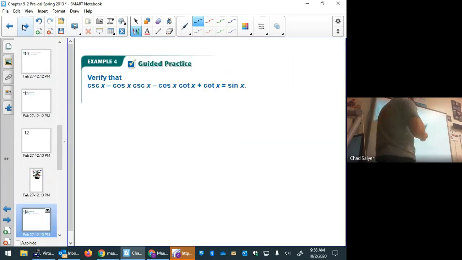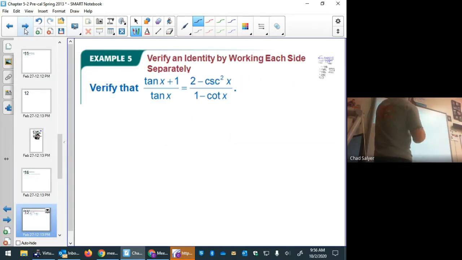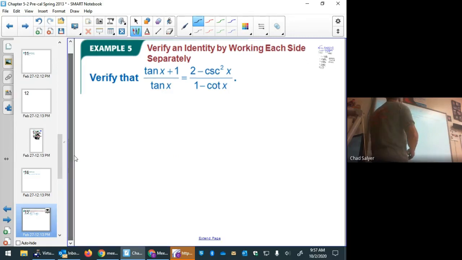All right, example 5. Verify identities by working each side separately. These are the trickiest of all. So think about it like this. If I'm spinning a plate on one finger, that's hard, but it's not impossible. But spinning a plate on 2 hands simultaneously is exponentially more difficult. And so that's what we're going to find here. We're going to have to kind of work independently and try to arrive at the same expression. That will definitely be a challenge.